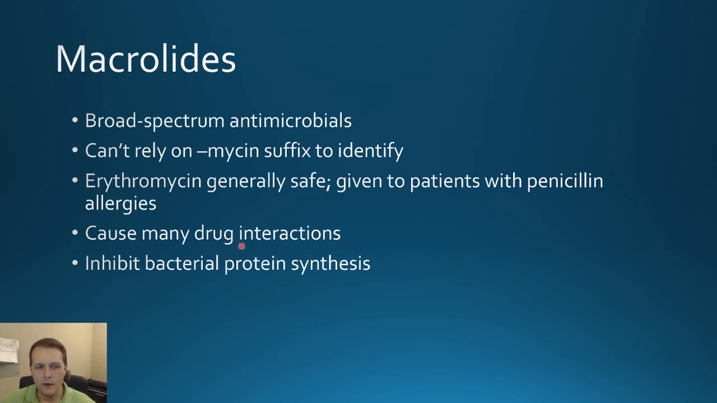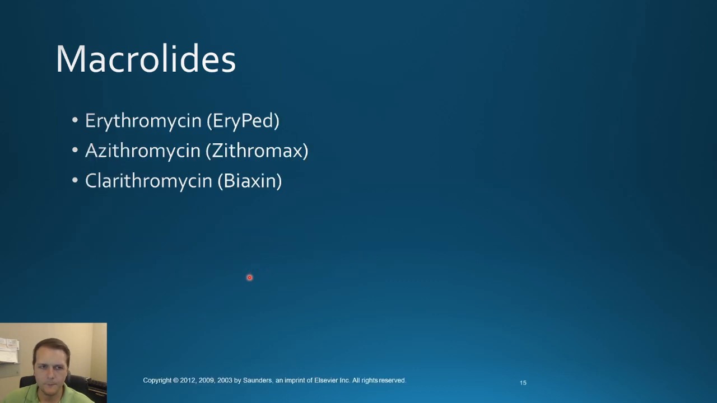The way that these work is that they inhibit bacterial protein synthesis, and so the bacteria is prevented from continuing to grow and replicate, and so these would be examples of bacteriostatic antibiotics. The three that fall into this category are erythromycin, azithromycin, which is otherwise known as Zithromax, or if you ever hear of a Z-Pak, this is the drug they're referring to, and then finally clarithromycin or Biaxin.